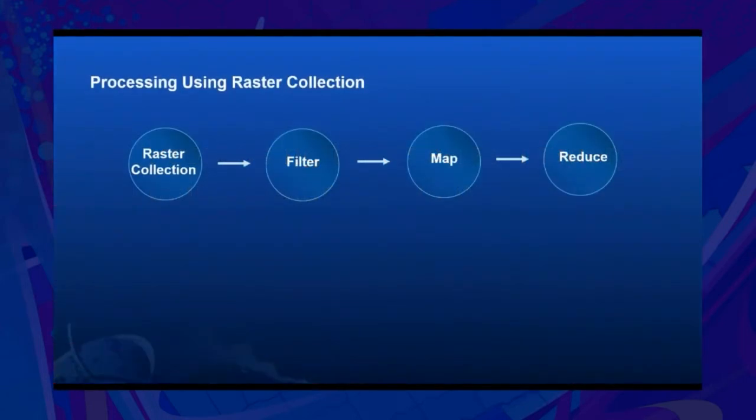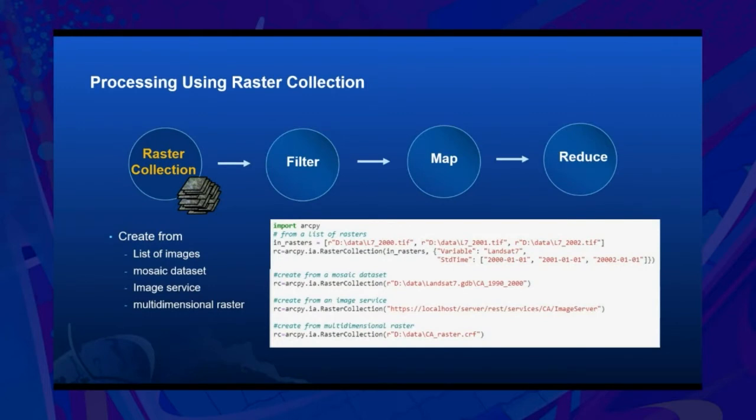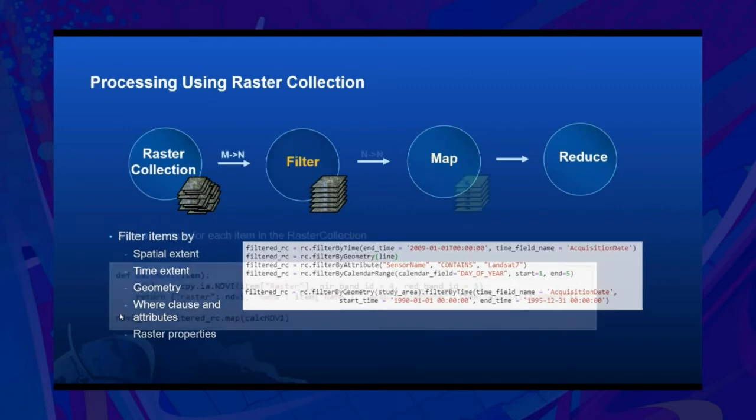This diagram shows the basic workflow. First, we need to create a raster collection object. It can be created from a list of images, a mosaic dataset, an image service, or a multidimensional raster. Then, we can filter the raster collection using various criteria such as location, time, and other raster properties to get the images that we need.